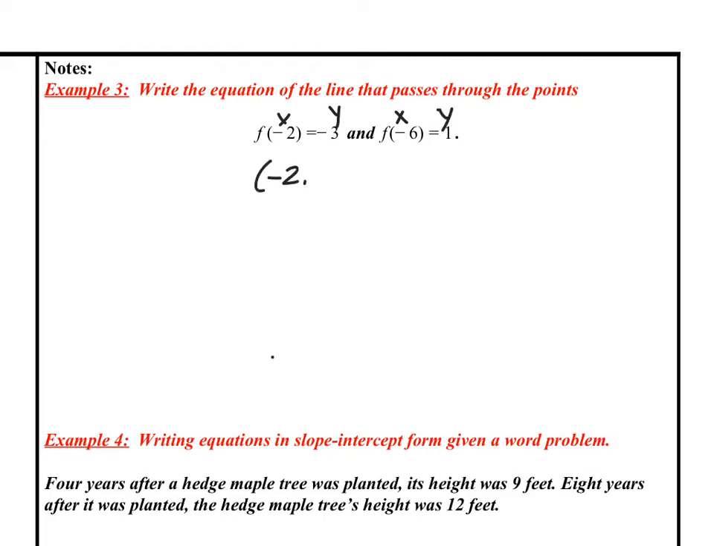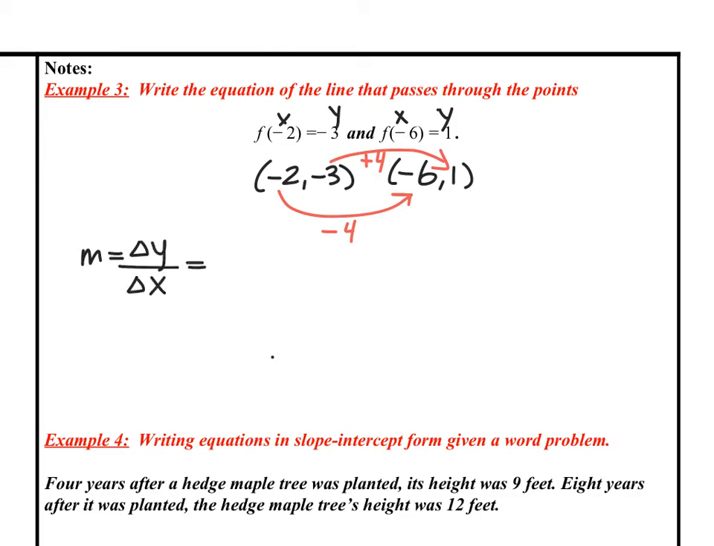The first would be -2, -3. The second would be -6, +1. So you're writing the equation of the line. Remember, the first thing that you do is you find the slope. So we are going to figure out the change in y and the change in x. My change in y is +4 from -3 to 1. My change in x is -4. So to find m, that's a change in y over the change in x. That is going to be +4 over -4, which divides evenly to -1. Okay, we'll need that in a second.